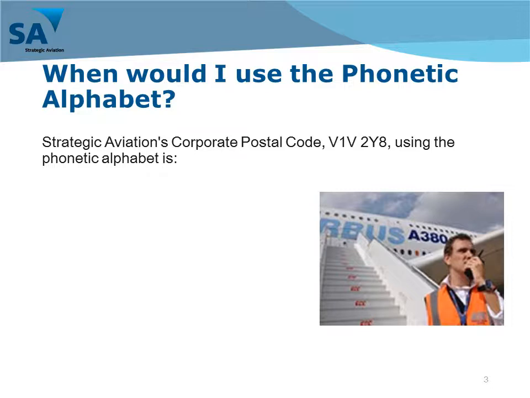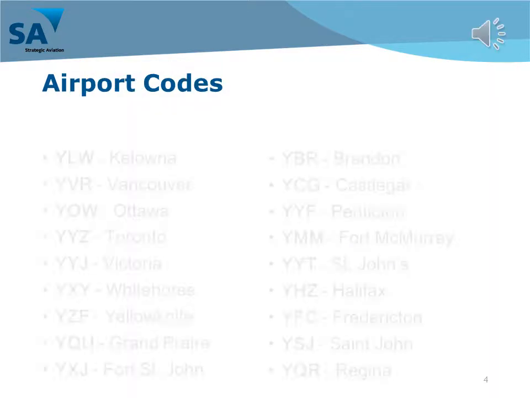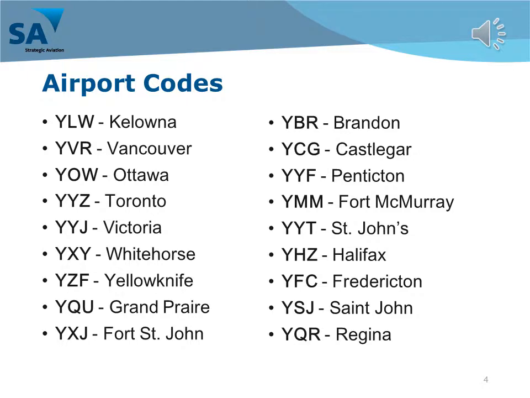For example, if you needed to communicate Strategic Aviation's corporate postal code, V1V 2Y8, you would say Victor 1 Victor 2 Yankee 8. There are many different city airport codes that we encounter on a daily basis at Strategic Aviation. Each code stands for a different city. For example, YLW stands for Kelowna, whereas YHZ stands for Halifax Airport.